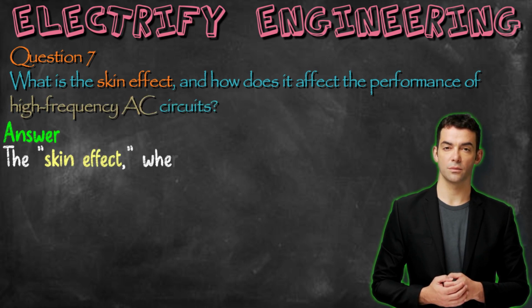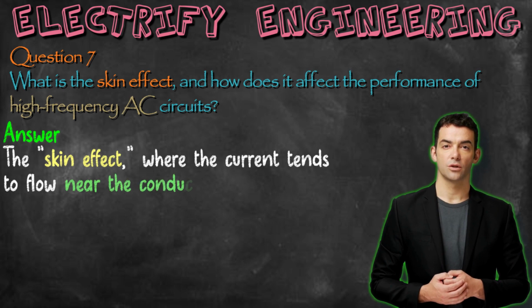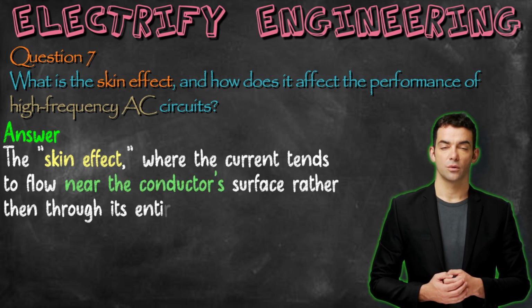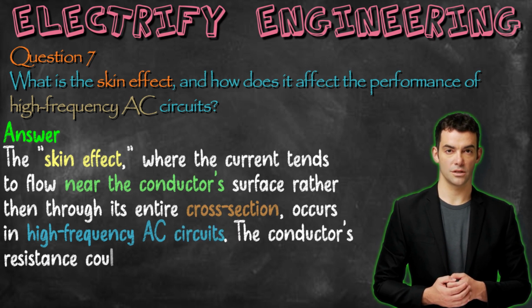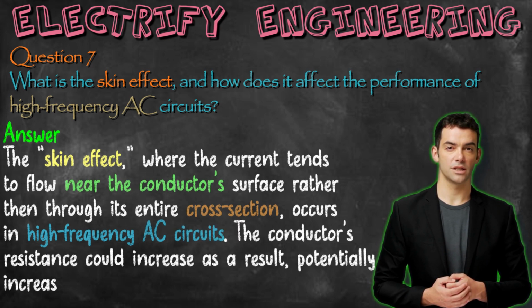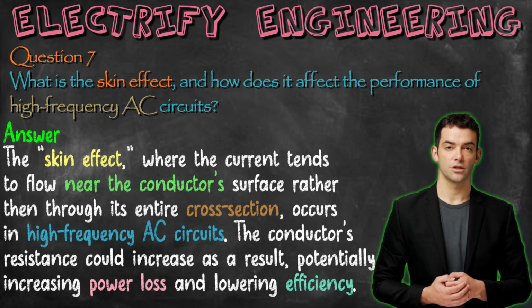7th question. What is the skin effect, and how does it affect the performance of high-frequency AC circuits? The skin effect, where the current tends to flow near the conductor's surface rather than through its entire cross-section, occurs in high-frequency AC circuits. The conductor's resistance could increase as a result, potentially increasing power loss and lowering efficiency.